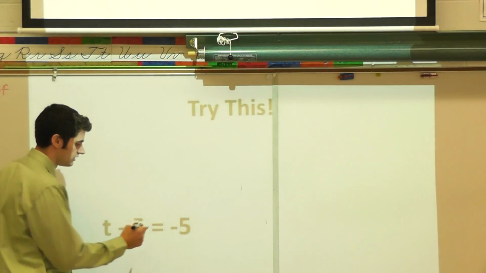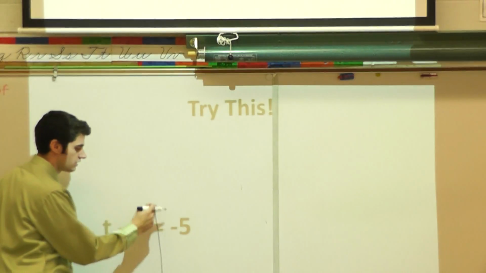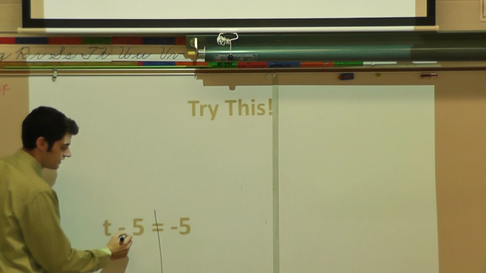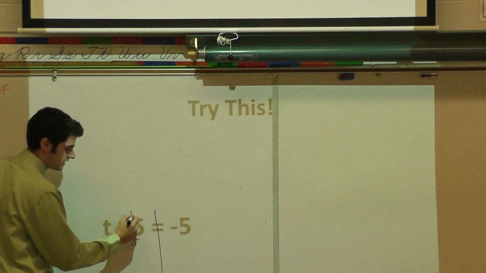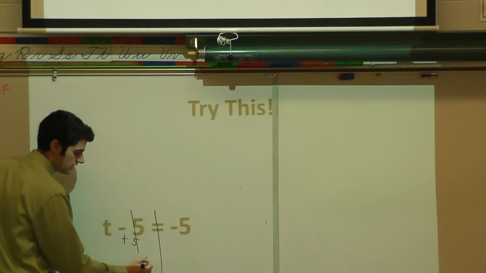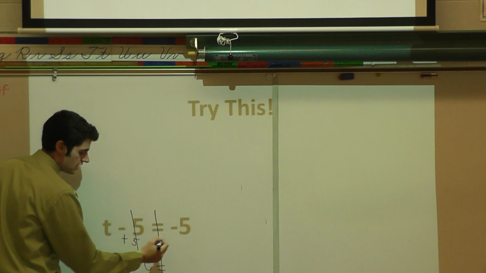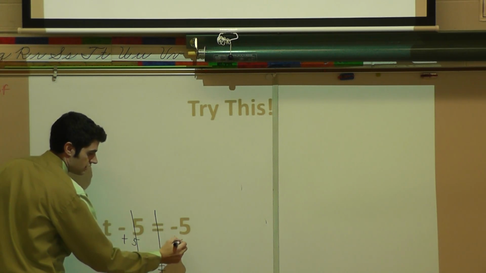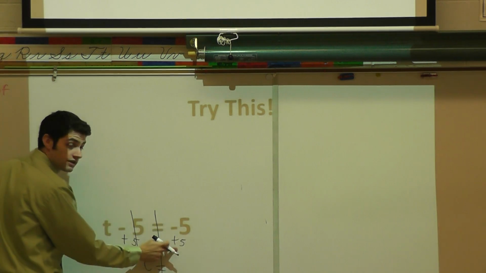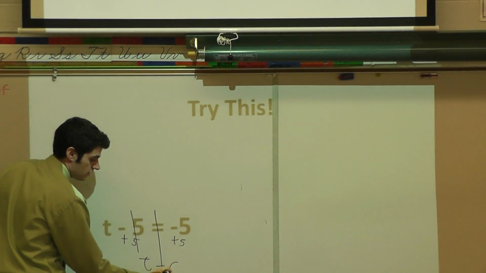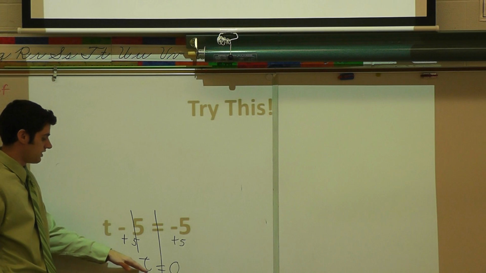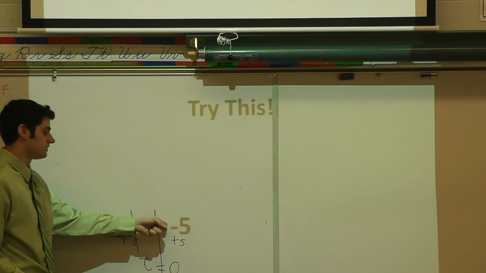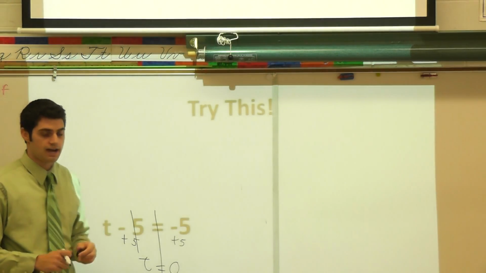All right, let's take a look. Let's draw our line down the middle to break up our equation. I want to get t by itself, so I must add 5 to each side. Cross that out because it's done. There's my t. What I do to one side, I must do to the other side. So a -5 and a +5 would leave me with 0. So if I said t equals 0, 0 take away 5 would still leave me with my -5.